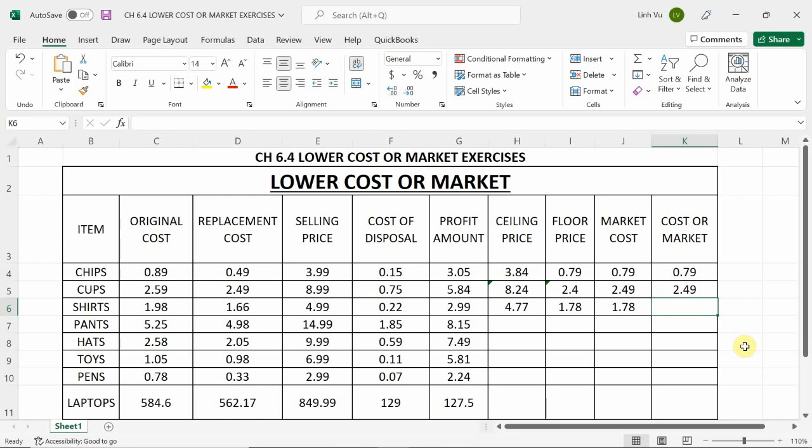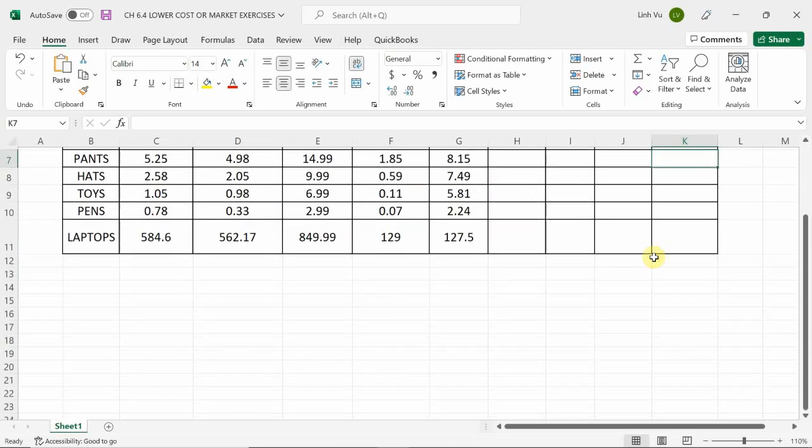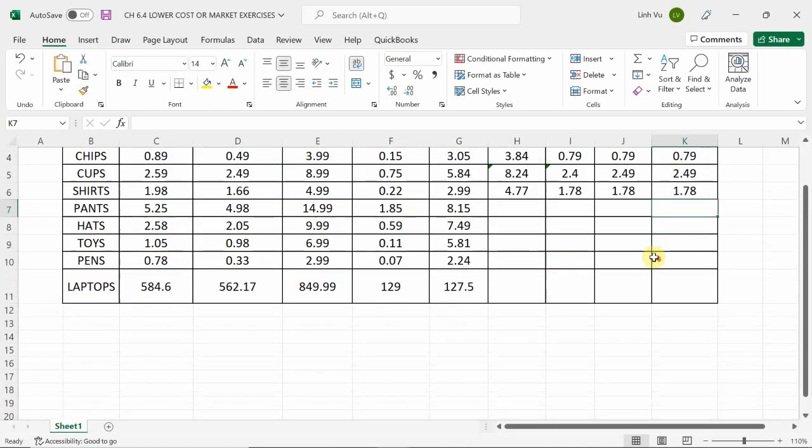So then now, last but not least, which one's lower? My original cost at 1.98 or my market price at 1.79? Or 1.70, I'm sorry, 1.78. So 1.78. Good. Let's keep going here.